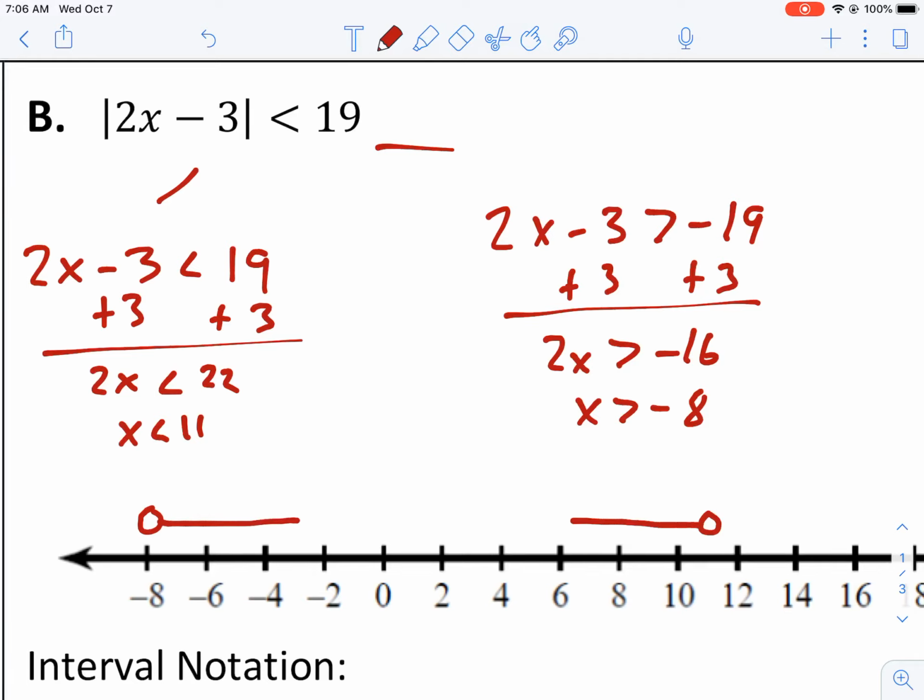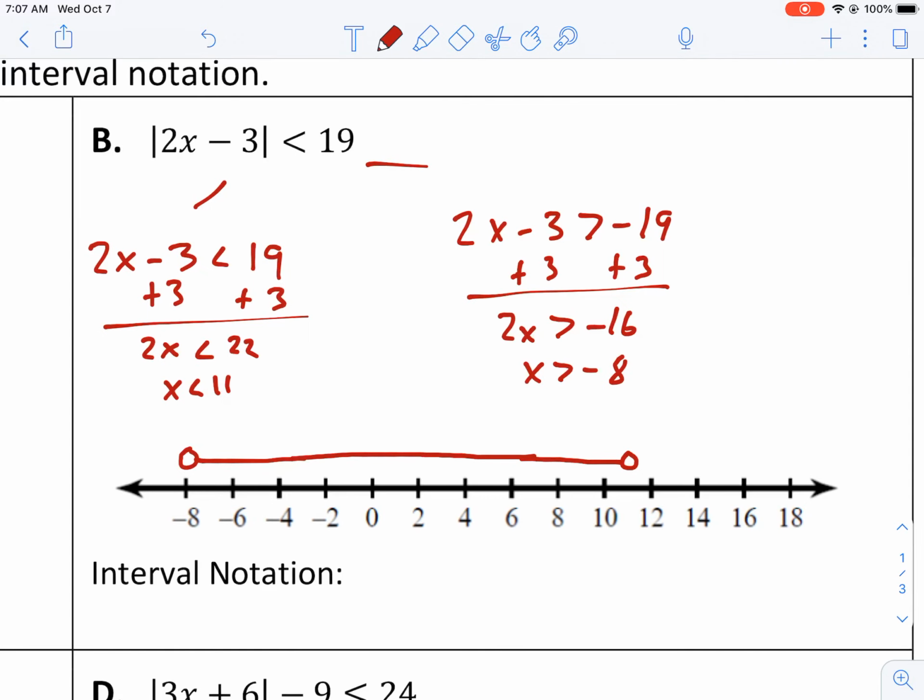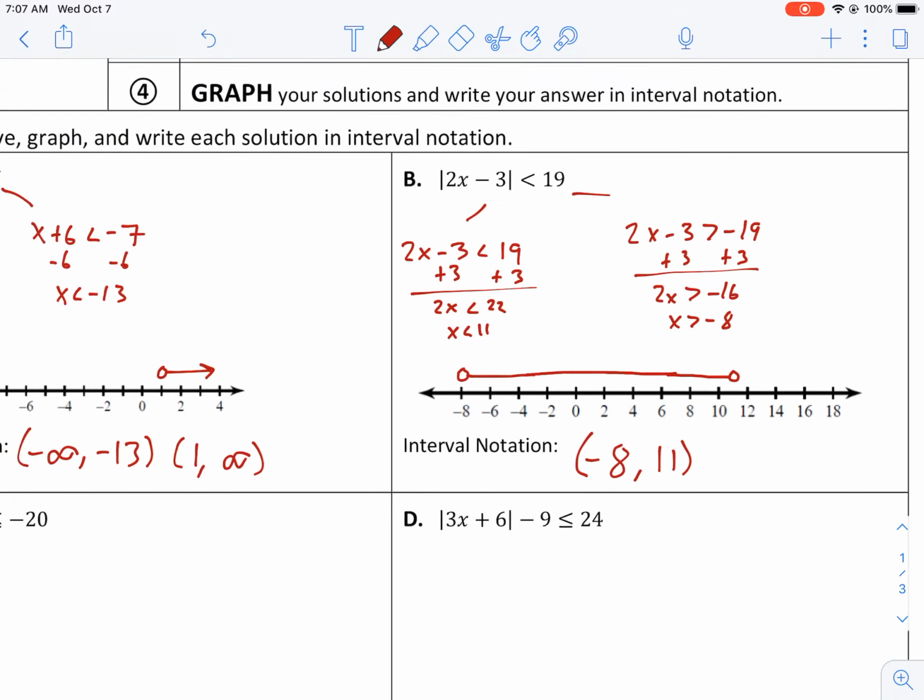So anytime you see the lines coming towards each other like this, don't just draw arrows in, all right? That's wrong, okay? What you want to do is connect the lines. And so this is the and inequality. This is the easy one to do interval notation. It's just negative 8 to 11.